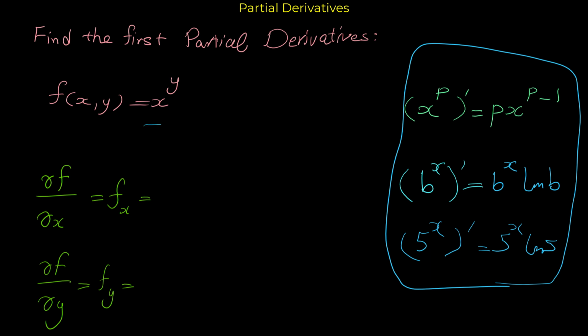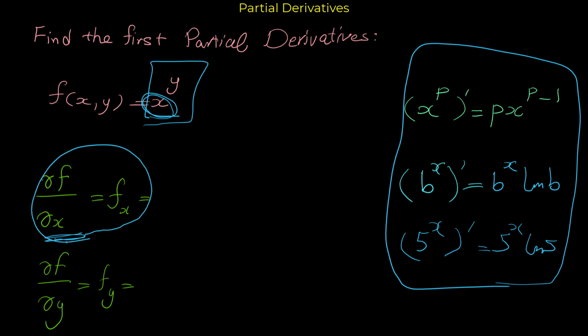First, we want to find the derivative of this function with respect to x. So x is the variable. And when we are finding the partial derivative of a function with respect to a variable, the other variables are constant. So here, y is like a number, like 2, 5. So which one of these two formulas we have to use for this case?